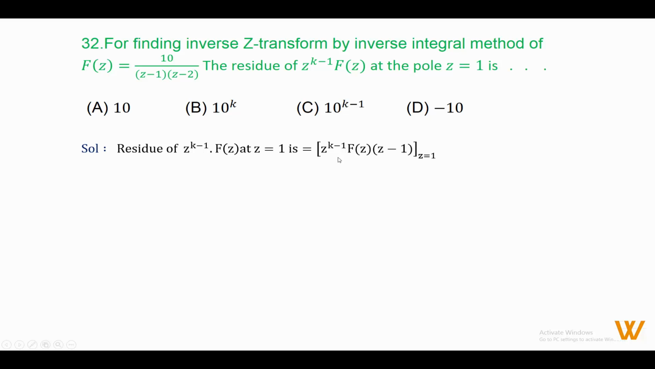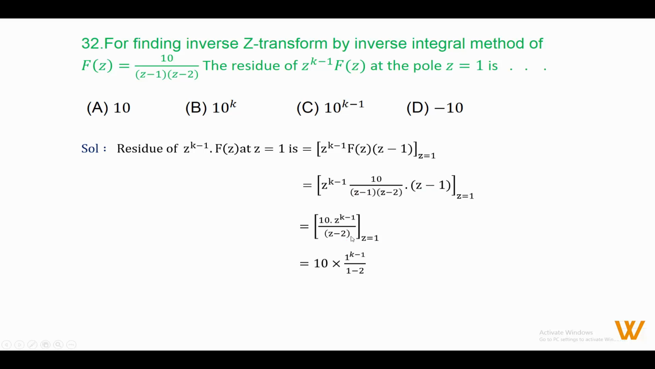Put the value of f(z) here. f(z) is 10 upon z minus 1, z minus 2, so it is equal to z raised to k minus 1 into 10 upon z minus 1, z minus 2, into z minus 1 at the point z equal to 1. Now this factor z minus 1, z minus 1 cancel. Remains only 10 into z raised to k minus 1 upon z minus 2 at point z equal to 1.